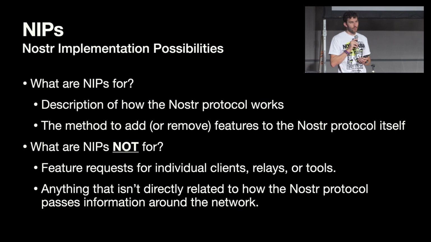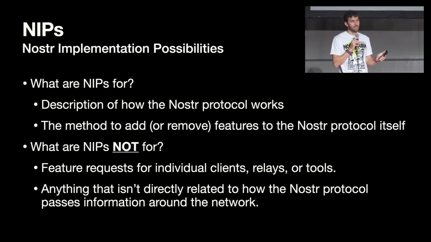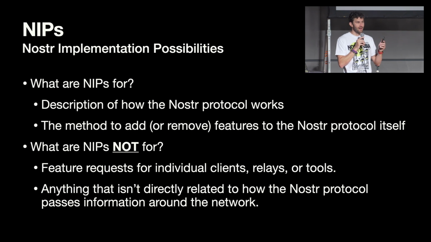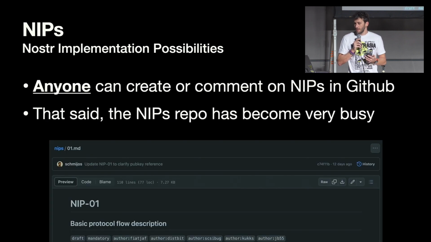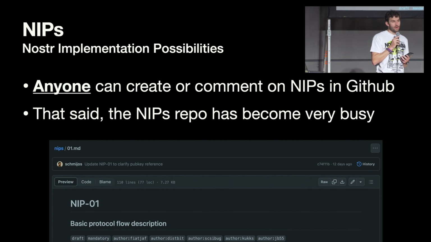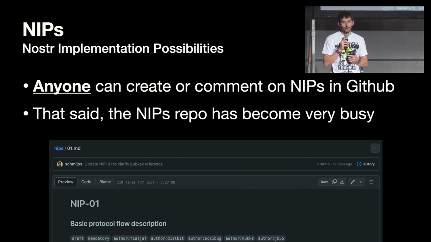These are not for feature requests in a sense, right? Like they're not things specific to any one client. The Nostr Implementation Possibilities is sort of just like guidelines. And in fact, other than number one, every other NIP is optional. So every client doesn't have to, or every relay doesn't have to implement all of them. They only implement the things that they actually need to do whatever they want to do. Anyone can create or update or change NIPs on the Git repository.